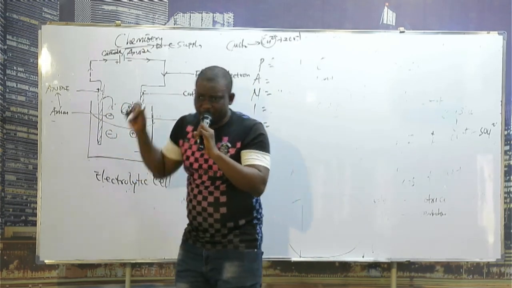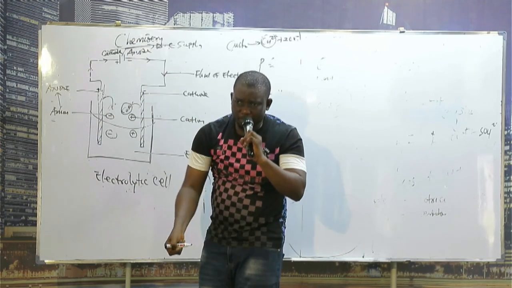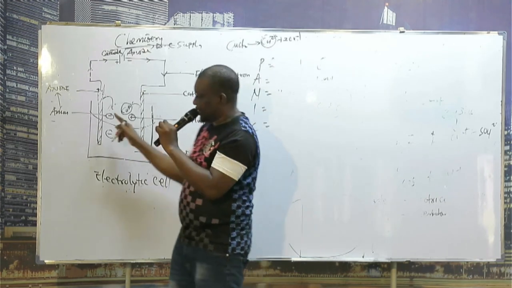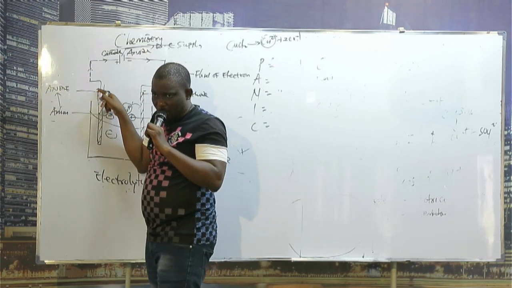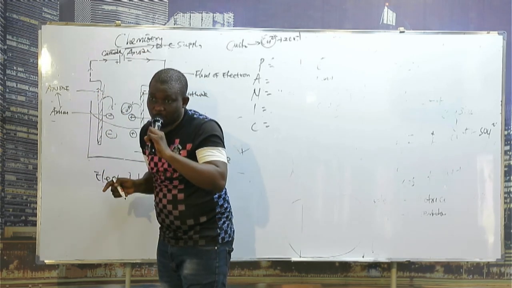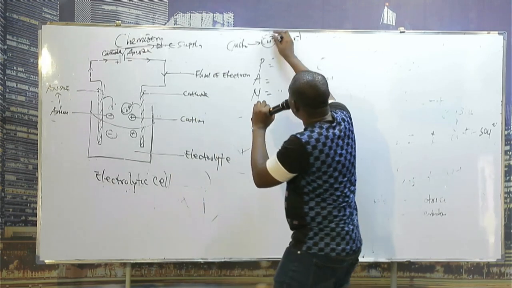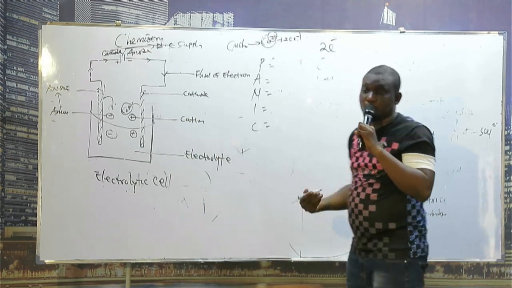This reaction is redox because it's going on at the same time. As chlorine migrates here, what happened to chlorine? It loses electron to the anode. Are you with me? How many electrons does it lose to the anode? No, no, no, it can't be one. It's two. How do you know it's two?